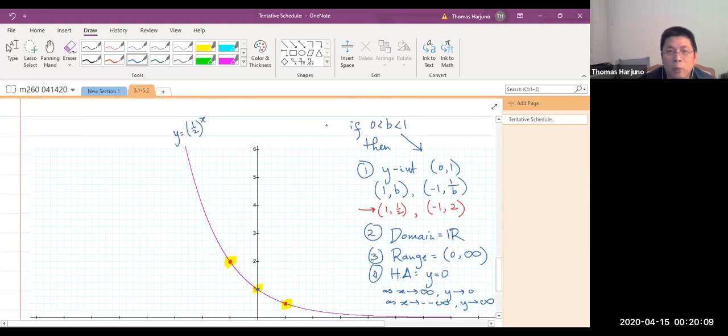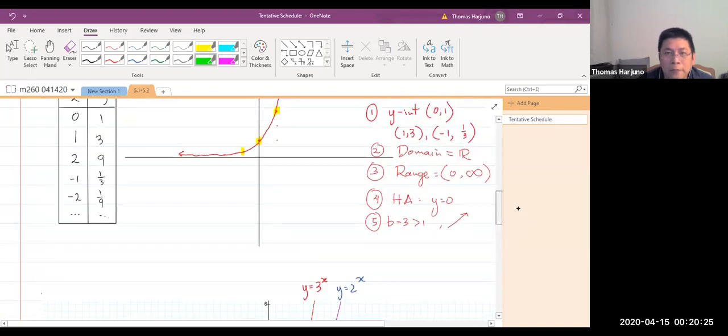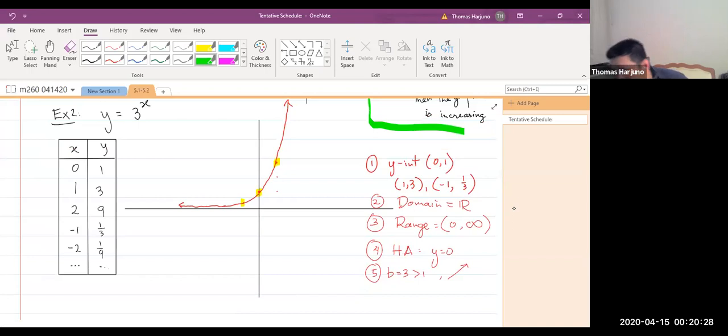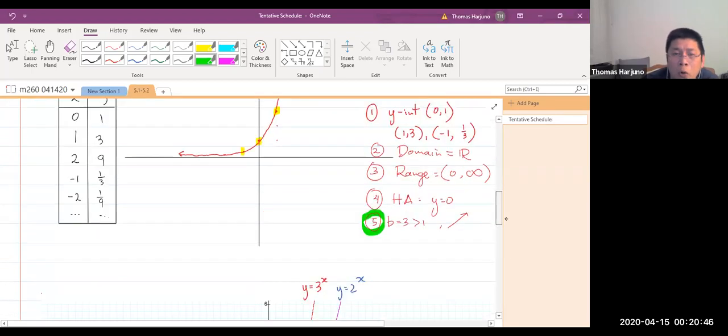Okay, and this is point number 5, that if the base is between 0 and 1, then the graph is decreasing. Now you see, if you compare this summary to the one we have above, the difference is only at part 5. It's either the function is increasing or decreasing.